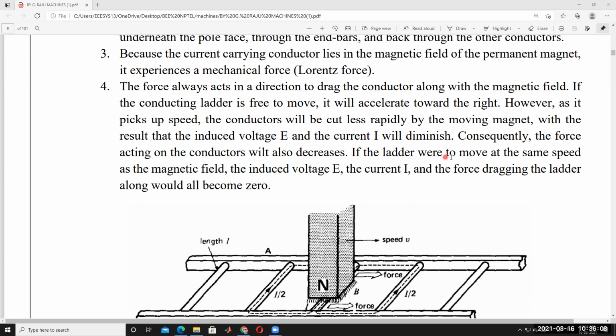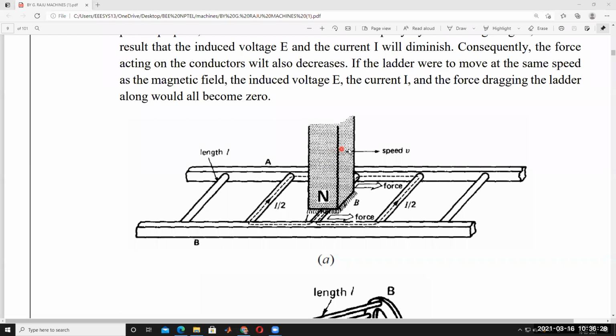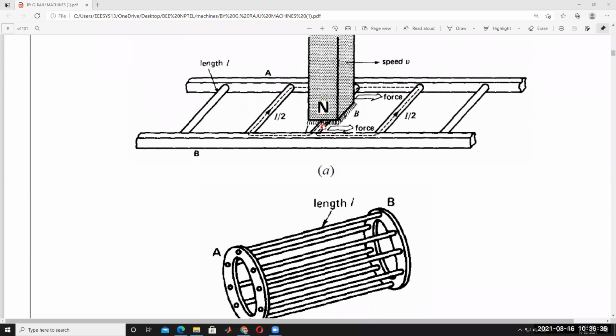Understood? If the ladder were to move at the same speed as the magnetic field, the induced voltage E, the current I and the force dragging the ladder along would all become zero. That means if the stator rotating magnetic field speed and this ladder speed, the rotor speed, are the same, there is no relative speed between these two. The EMF induced in the rotor conductor is zero, then current is zero, and there is no force acting on the conductor. So the torque is zero.